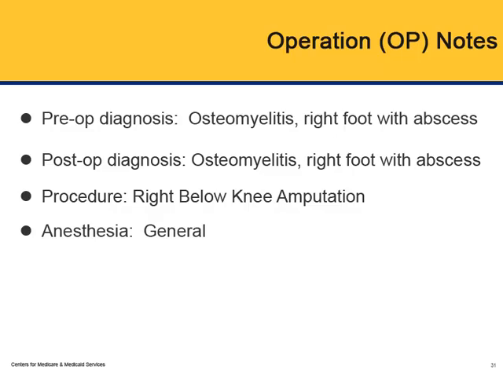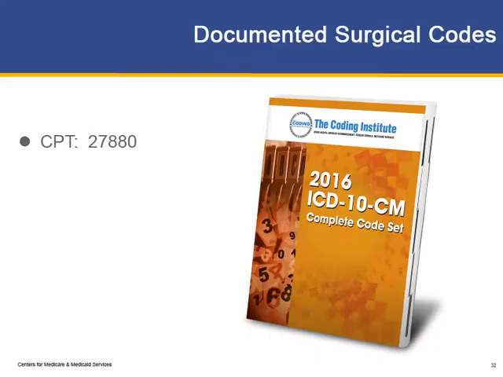Estimated blood loss, 50 ml. Fluid, 100 ml. Tourniquet time, 12 minutes. Urine output, 100 ml. Specimen, leg to pathology. ICD-10-CM, M86.19. CPT, 27880.